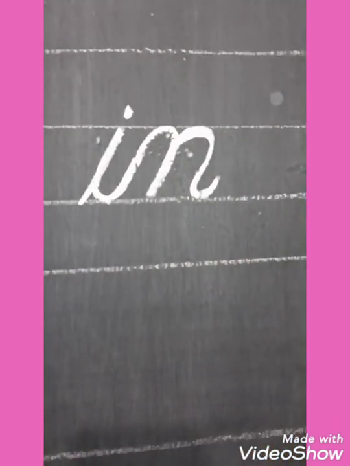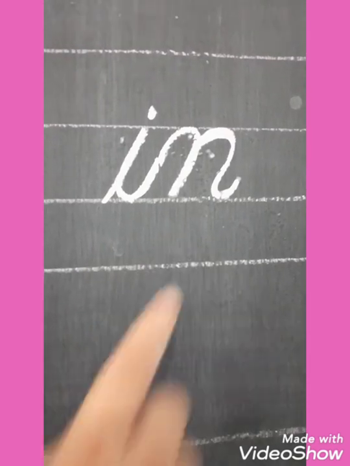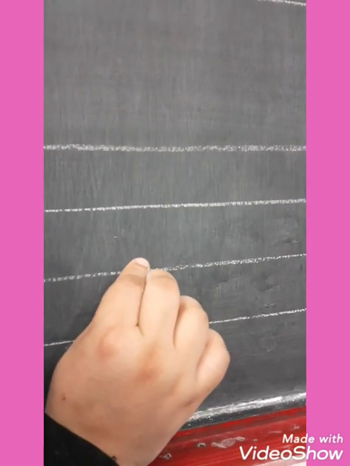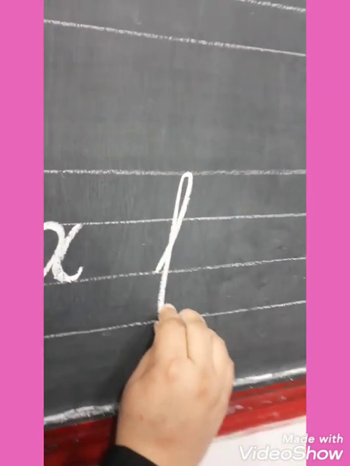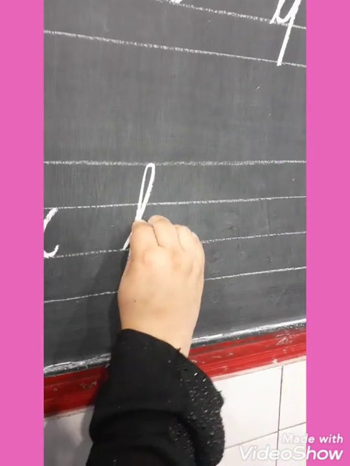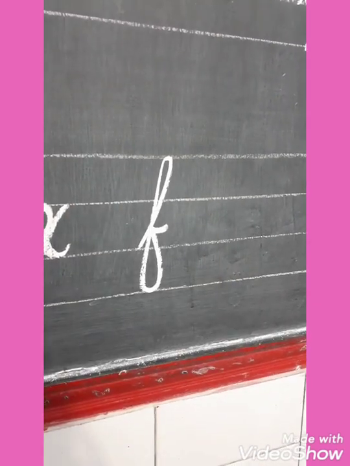Your next sound is in. In sounds in. And your word is fin. Fu in, fin. Your first letter is F sounds fu. Go up, come down, touch the fourth line. This is the sounds of F.